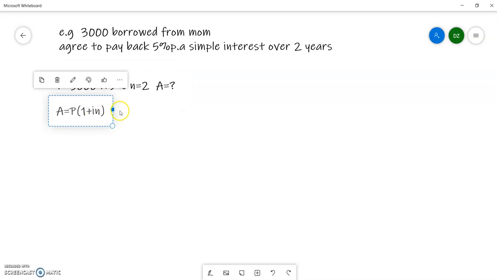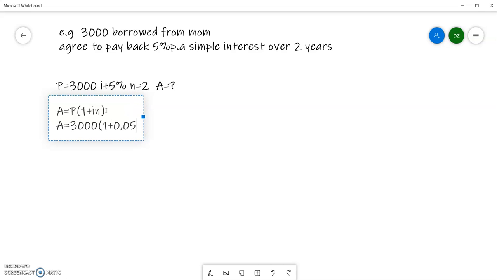So what I do now is I simply substitute in what I do have and leave what I don't have as the variable. So 3,000 Rand, 1 plus, what is i? Well, it's 5%, leaving it as a decimal, okay? And I need to times it by the number of years. And all I have to do is put that in my calculator and calculate. Okay, so I'll type that in exactly as it is on my calculator and I get 3,300 Rand.